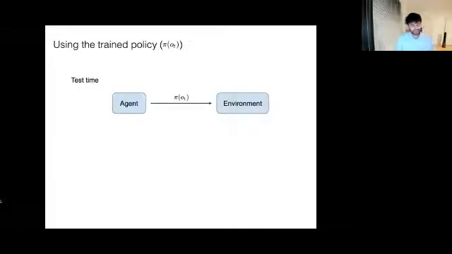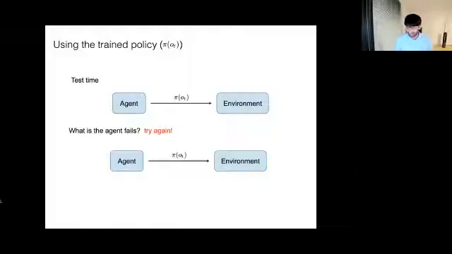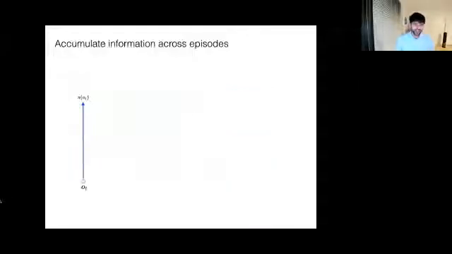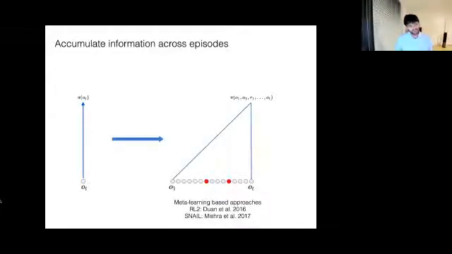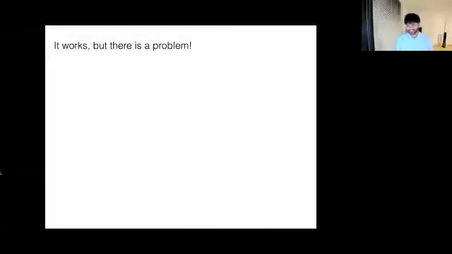Now what happens is, I've trained a policy during the training time, and then I go to the test time. Now what happens at the test time if the agent fails? Well, I repeat the same policy again, but the policy is the same, so nothing is going to happen. So what can we do in this scenario? One solution which some of the previous works came up with was, instead of having a policy which only depends on the current observation, let us have a policy which also depends on previous episodes. These were some meta-learning based approaches, such as RL² and SNAIL, which appeared in the past few years. This kind of works, but there are some problems associated with it.